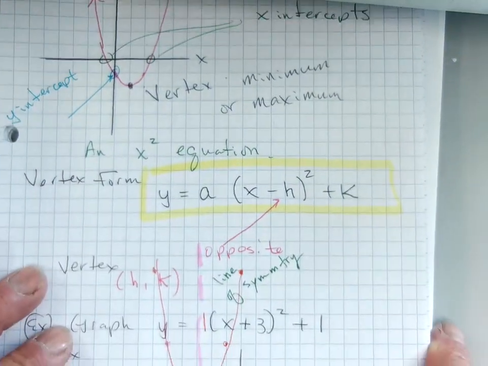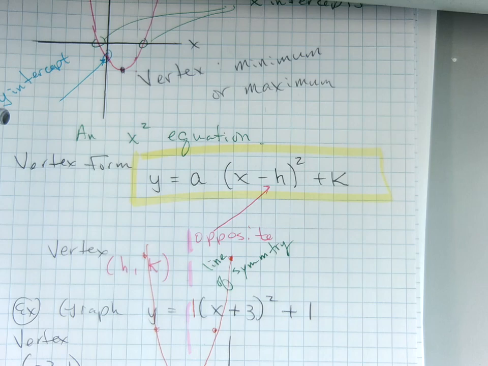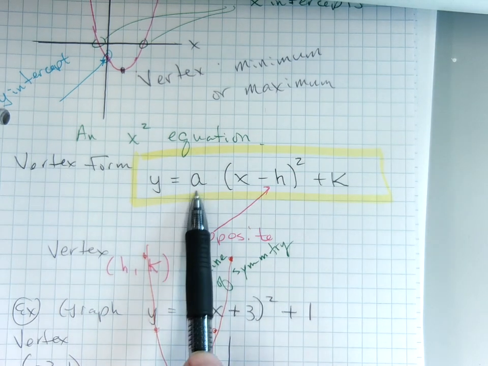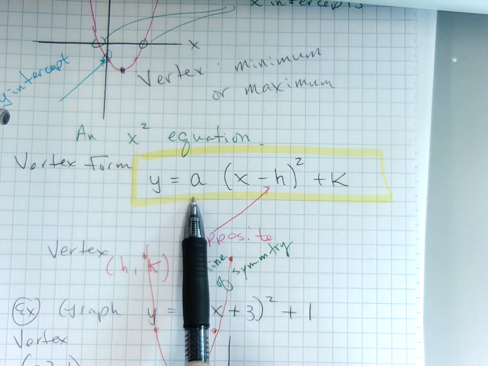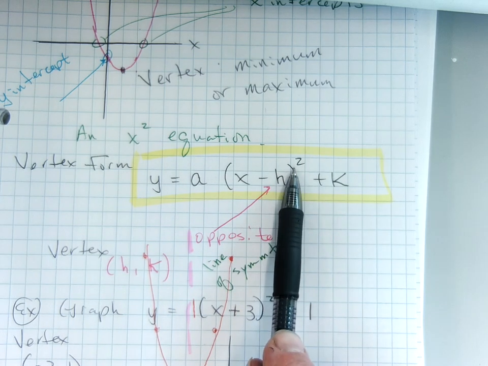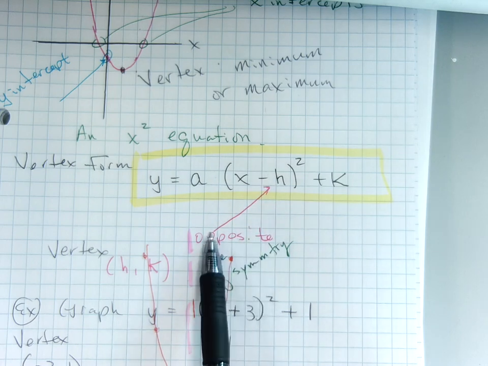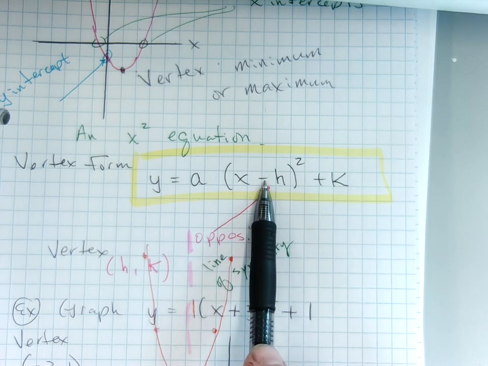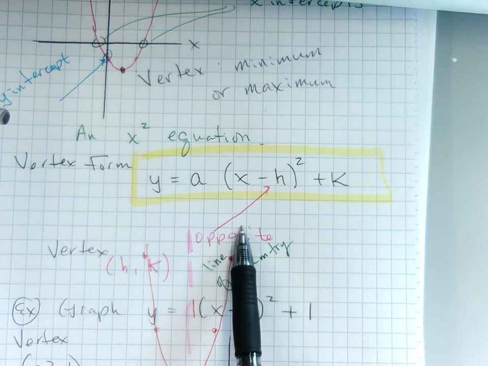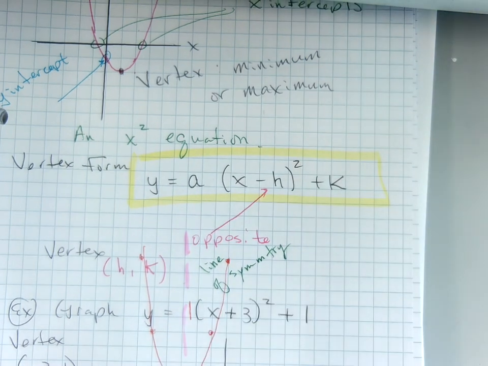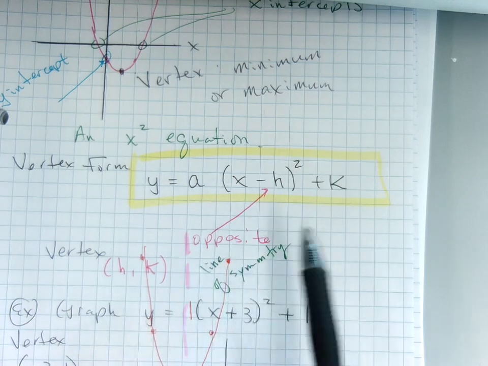Now, if we take a look at what we call the vertex form, this is the standard vertex form. y equals a, where a is a stretch or a shrink, (x minus h) quantity squared, plus k. With the minus in math, it always means opposite. So when you see this minus, you know it's opposite. The line of symmetry always goes through the vertex. h and k then become your vertex.